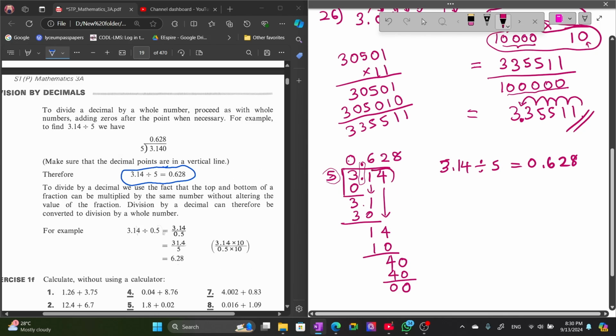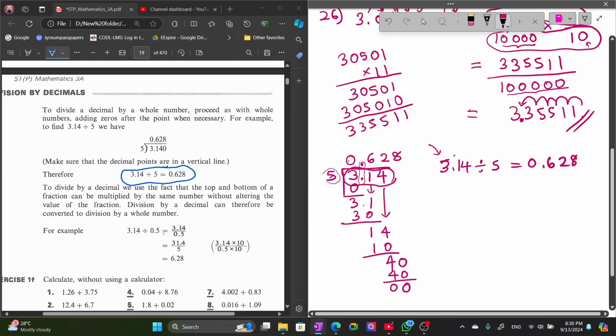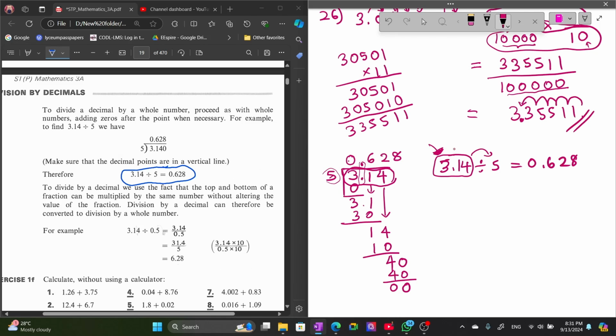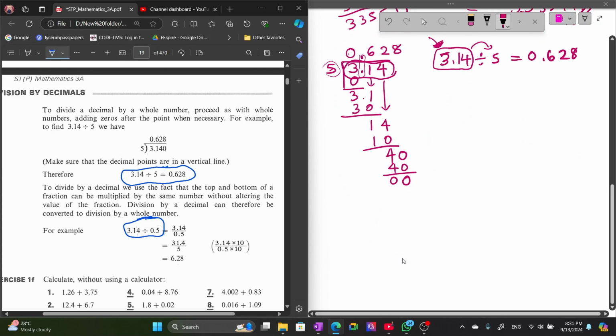We only had a decimal number for the first part. This is the one we are dividing. We divide by 5. So we had a decimal number only for the number we are dividing, not the one we divided by. So the next example contains decimal numbers for both parts, the number that we are dividing and the number that we divide by.